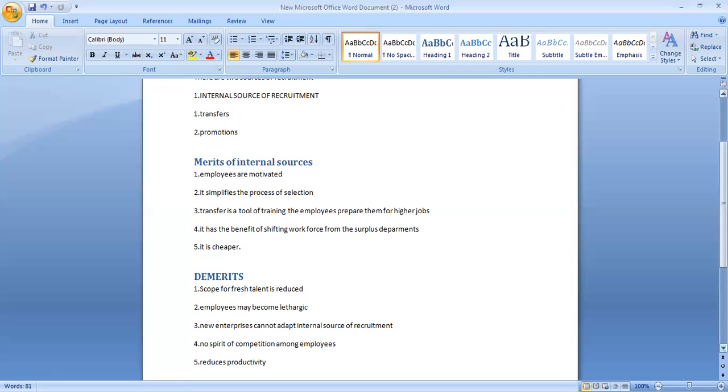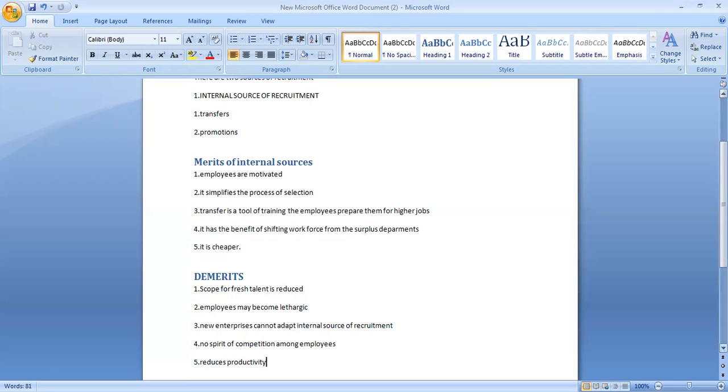And now coming to the demerits. As you have seen the merits and advantages of internal sources, in a similar way there are demerits in the case of internal sources of recruitment. What is that? The first thing is that the scope for fresh talent is reduced. The people already working within the organization, you know about them, about their skill and talent and how good they are at work. Everything you will know as a manager.